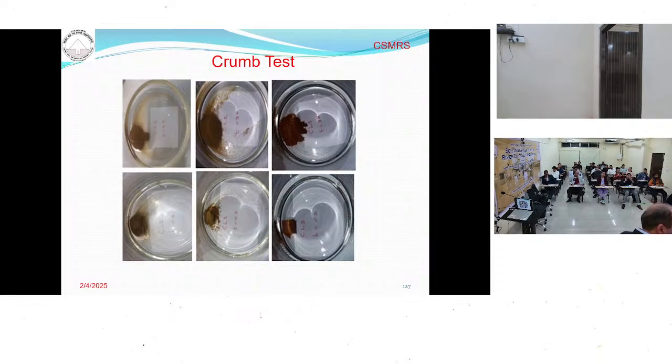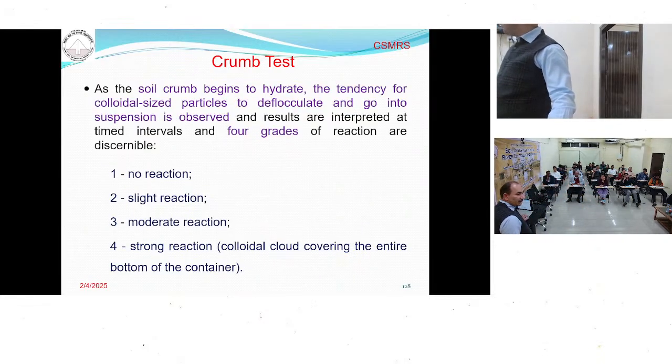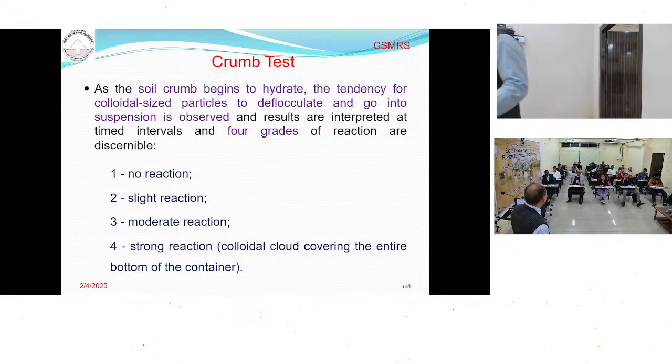Here too, you have to observe the color of the liquid. In case of dispersive soil, you will see a whitish cloud in the beaker. Sometimes the whitish cloud is covering the top of the specimen, and sometimes the whitish cloud has covered the whole bottom of the beaker. Depending upon that condition, there are four categories: no reaction, slight reaction, moderate reaction. Depending upon that, you will say non-dispersive, moderately dispersive, highly dispersive.